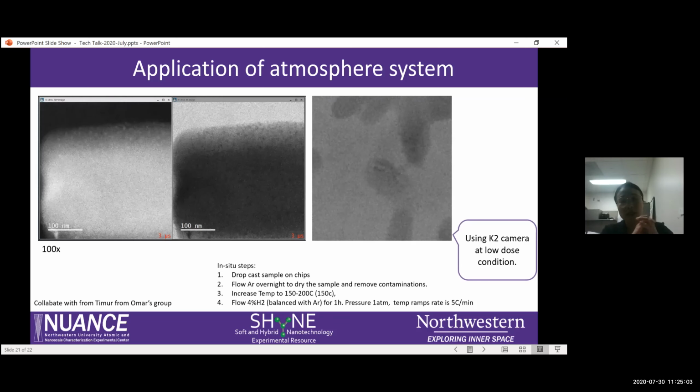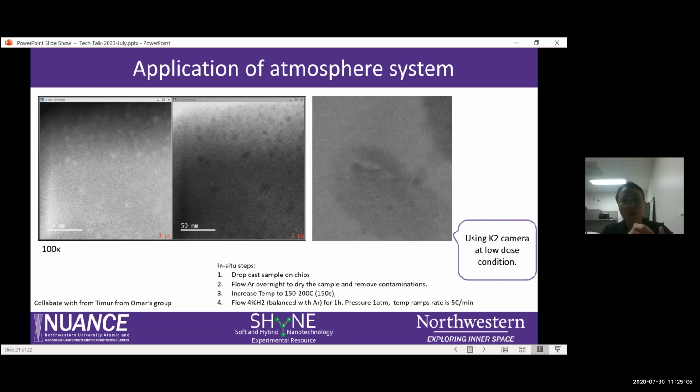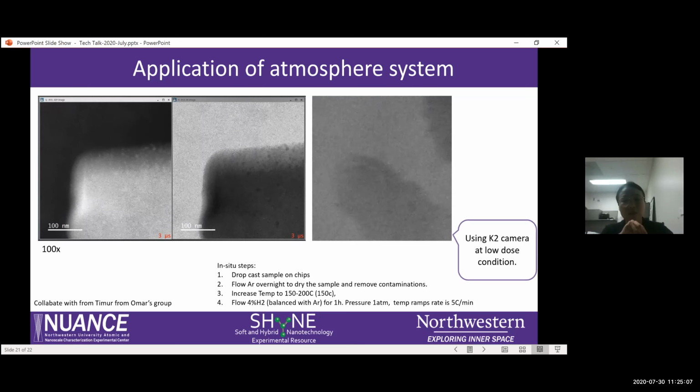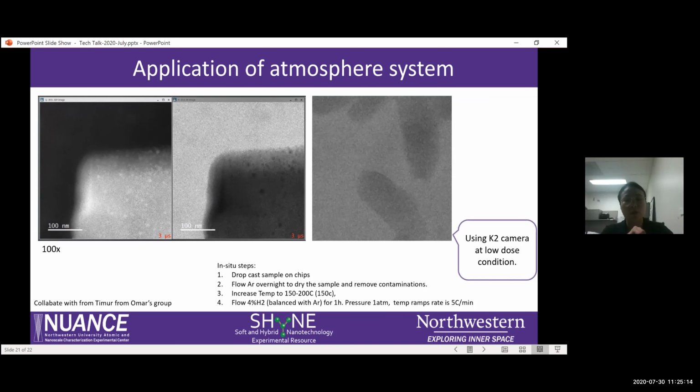So we can see how the copper is reduced in the MOF structure, and you can notice that once we zoom in and raise the dose rate, the MOF will be degraded. So this is generally how we use this one.